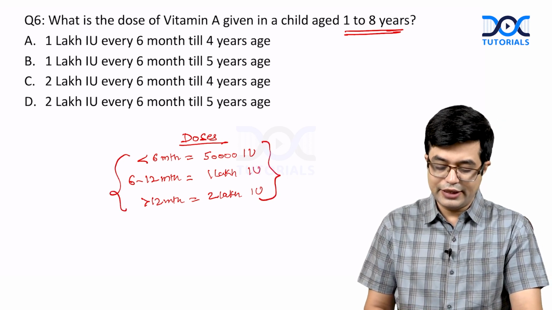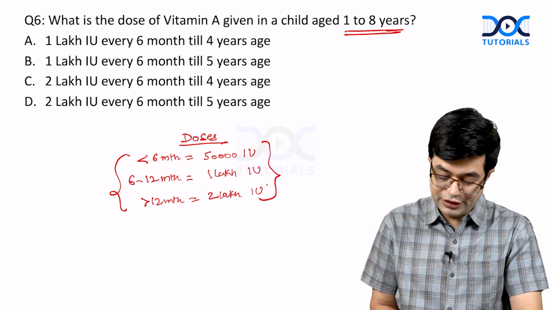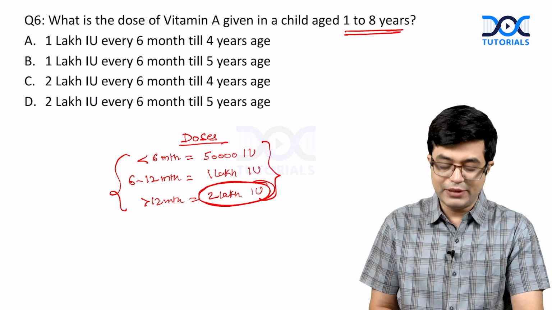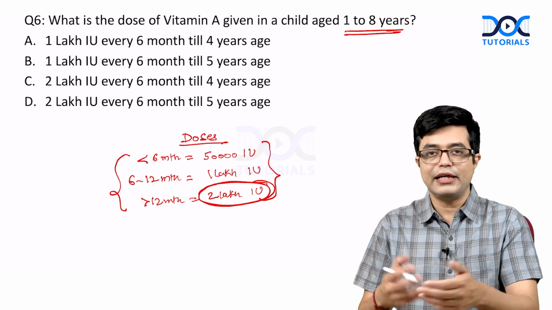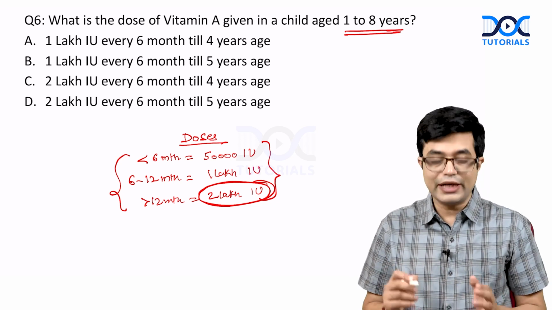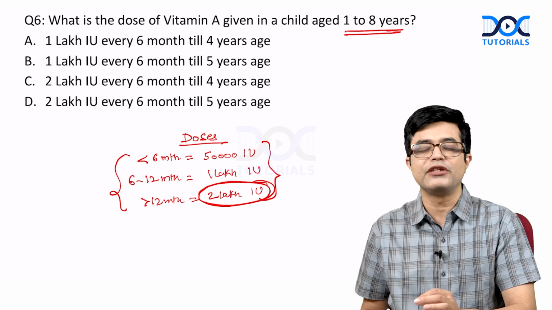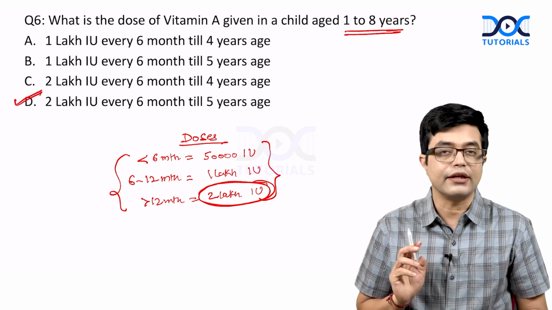Now, in a child aged 1 to 8 years, meaning above 12 months, the dose will always be 2 lakh international units, and you will be giving 2 lakh international units according to the National Health Program. And NPCB, the National Program for Control of Blindness, also recommends that 2 lakh international units every 6 months should be given till 5 years of age, and so option D is the correct answer.